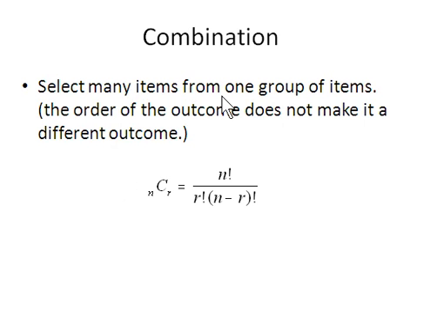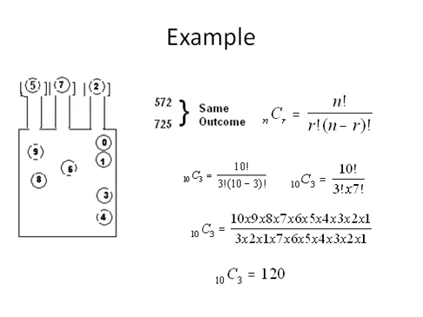So in a combination, you're selecting many items from one group of items. However, the order of the outcome does not make it a different outcome. So for example, if I had 10 balls and taking 3 at a time, that would be a combination of 10 things taken 3 at a time. I would use this formula, and I would do 10 factorial divided by 3 factorial times 10 minus 3 factorial. So 10 factorial all over 3 factorial times 7 factorial.